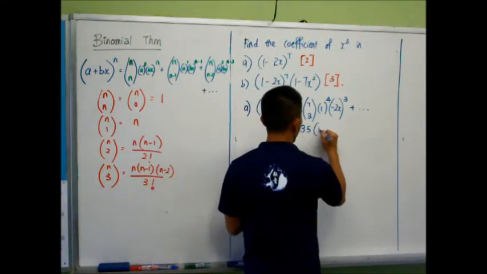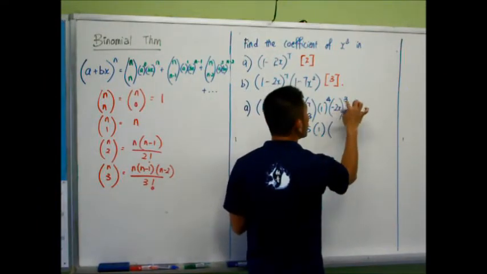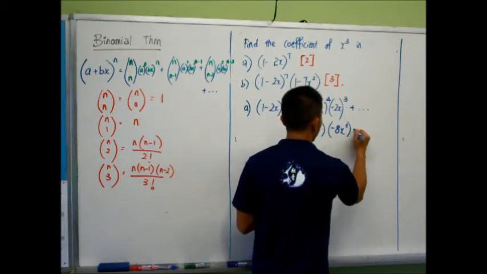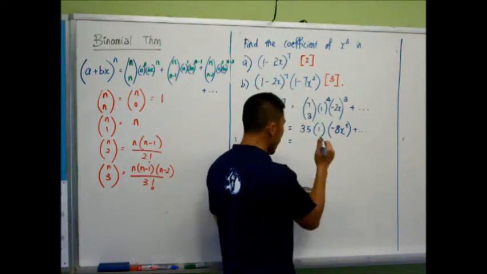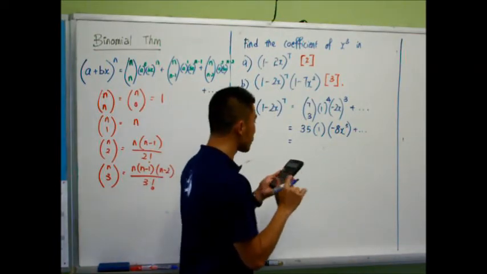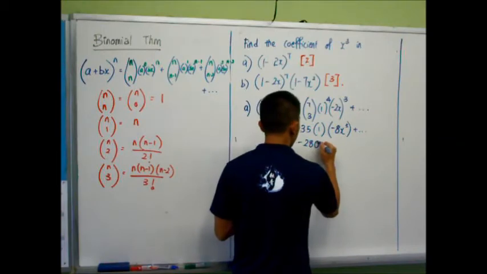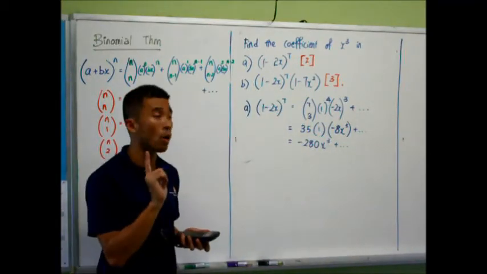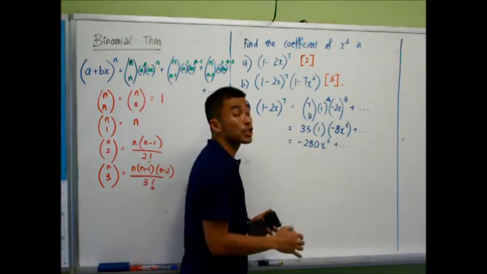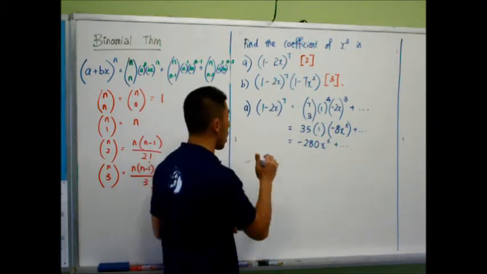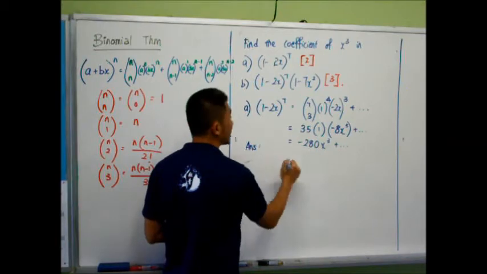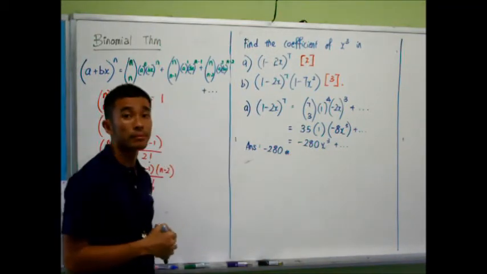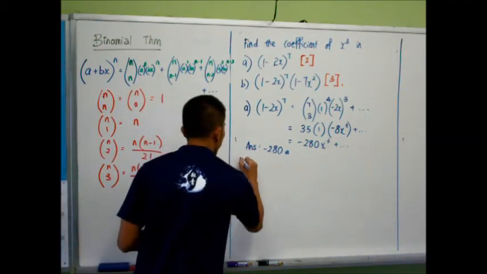35 times 1. Negative 2 to the power of 3 is negative 8. Okay, multiply everything together. If you tell me this is the answer, this is wrong. This is the term in x cubed. I want the coefficient of x cubed. So please write down the answer, just the coefficient, negative 280. Alright, that's for your part A.